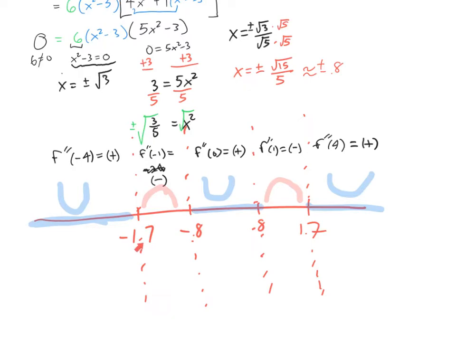And so what you're going to be doing with these numbers, square root of 3, negative square root of 3, positive square root of 3, negative square root of 15 over 5, positive square root of 15 over 5, you're going to be plugging these into your calculator. And also you're going to be plugging them into the original function, into f of x. And those are going to give you your inflection points. All right. And they are going to come out messy.